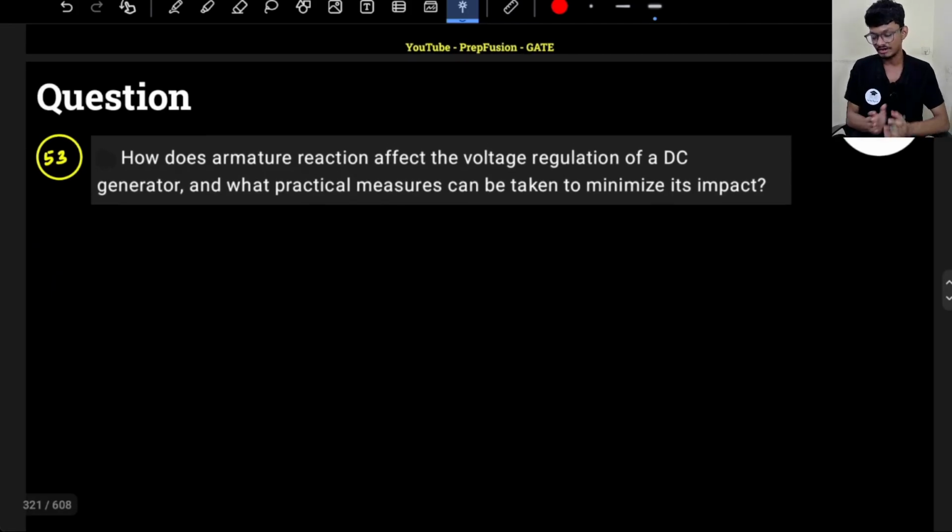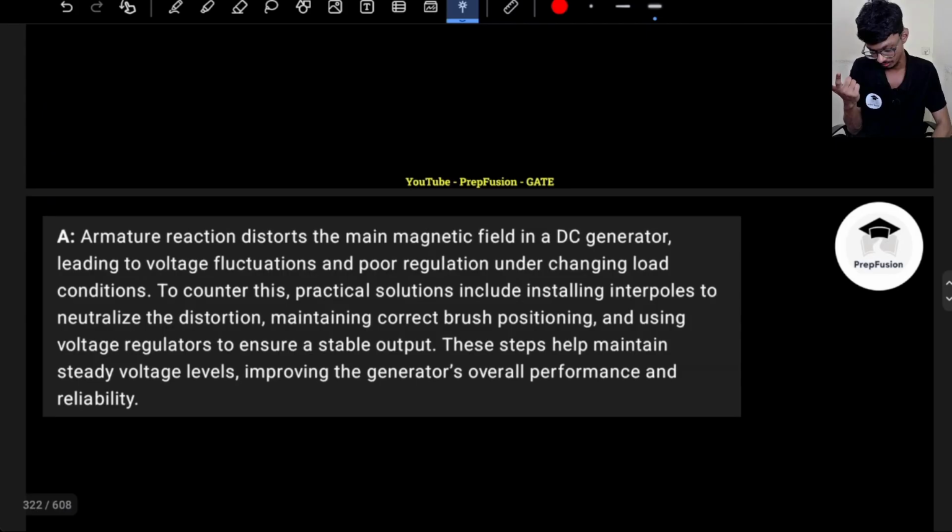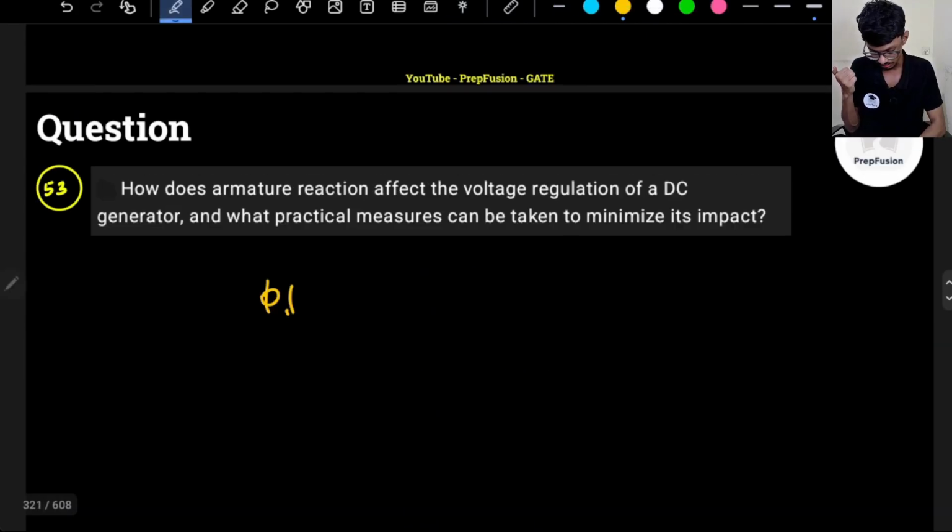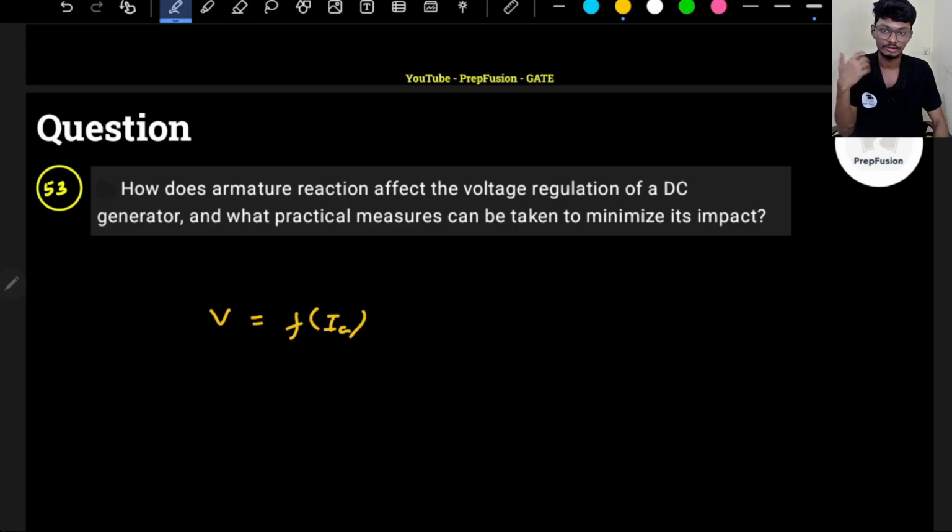Basically what happens, if armature reaction is there, the flux generated will be reduced, a demagnetizing effect on the flux will be there. So if flux reduces, my EG will reduce. Voltage regulation basically means the output voltage as a function of current, right? If I load the machine, IA increases, so my armature reaction will increase. If armature reaction increases, my phi A will increase.